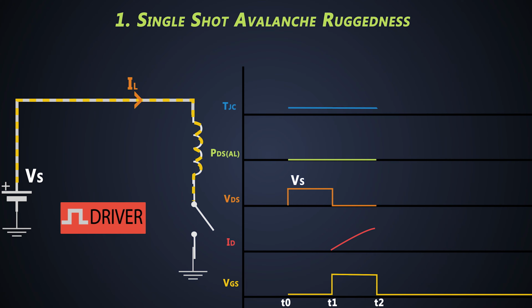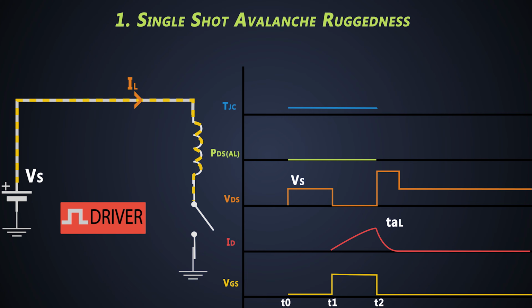But this inductor opposes the change in circuit current. It wants to keep the current in the same direction. So at this point, the inductor induces a flyback voltage which adds up with the supply voltage and the drain to source voltage increases, which is obviously above the supply voltage. This voltage stays at the same level until the inductor discharges and full current flows out of it. The time period required to fully discharge this inductor is called as avalanche time.